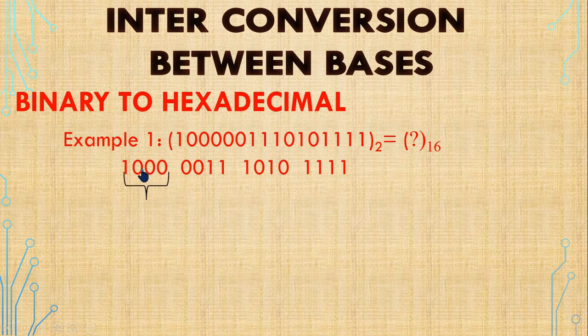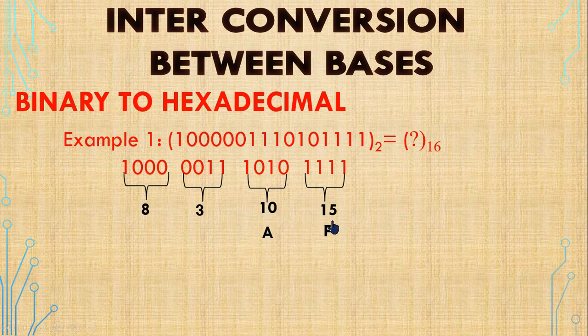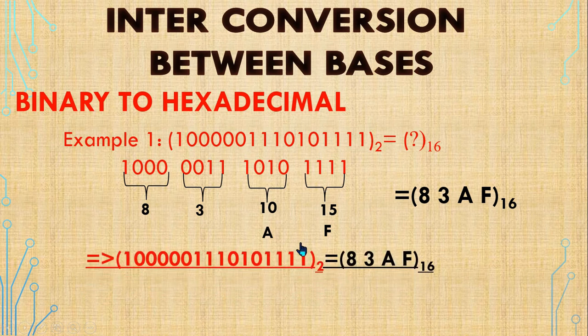And this in hexadecimal will give you 8. This in hexadecimal will give you 3. This in hexadecimal will give you 10. This in hexadecimal will give you 15. We record that 10 and 15 in hexadecimal. We have A and F. Therefore, we have 83AF, ordered in base 16. Therefore, this is going to be our result.